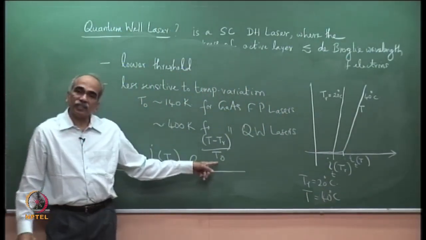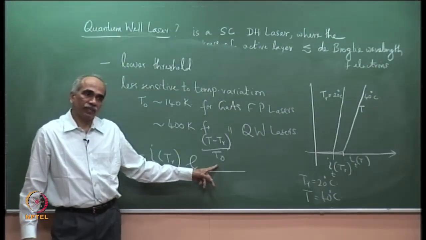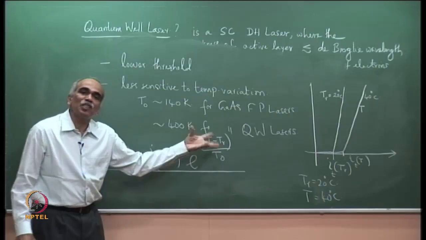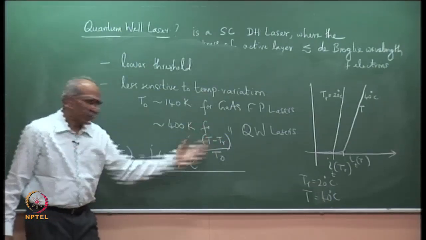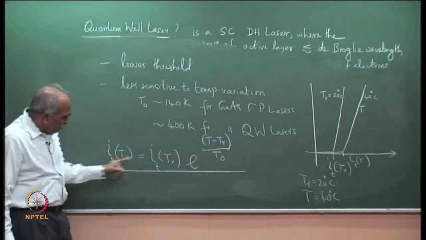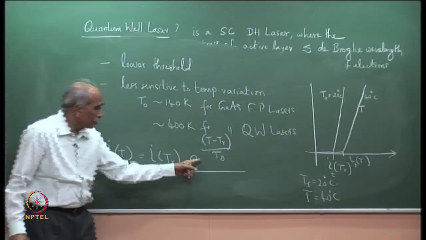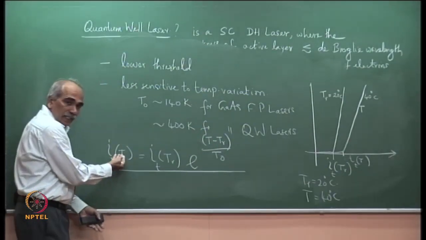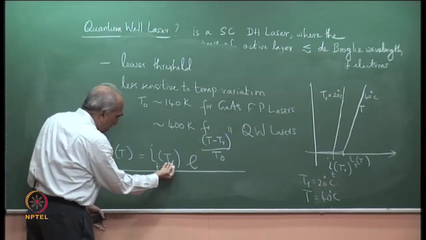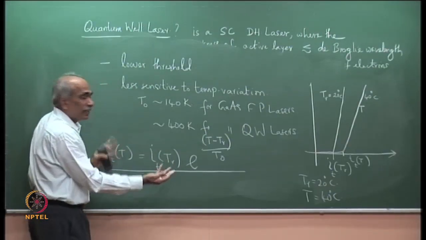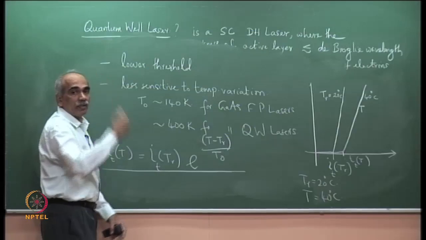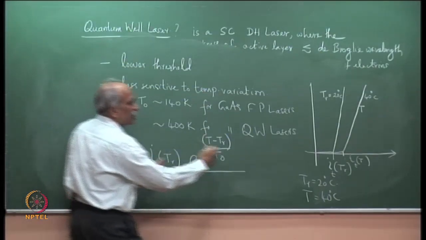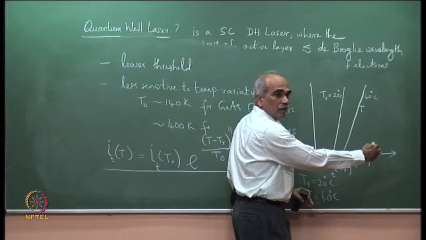And T0 is the characteristic temperature. A large T0 means e to the power of a smaller number, and therefore I_T will be very close to I_T at reference, since e to the power of 0 is 1. So I_T at T would be equal to I_T at reference, meaning there is no change with temperature if T0 was infinity. The larger the value of T0, the smaller will be the shift to this side. Do you follow this?